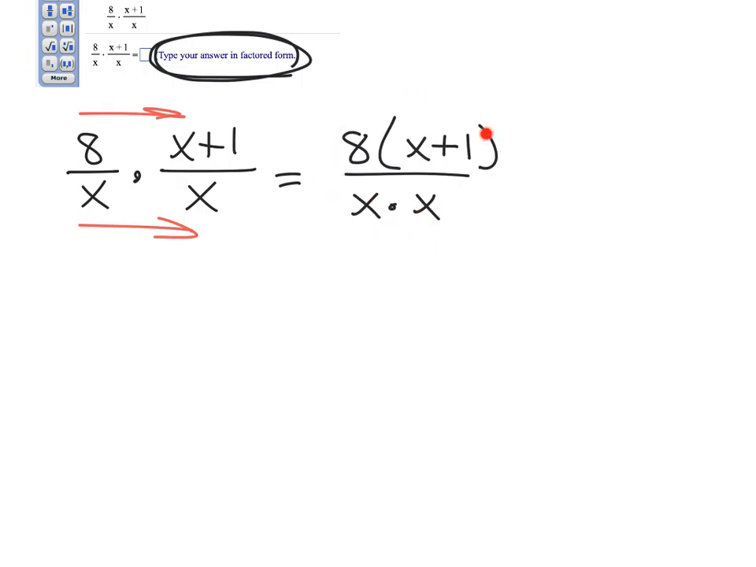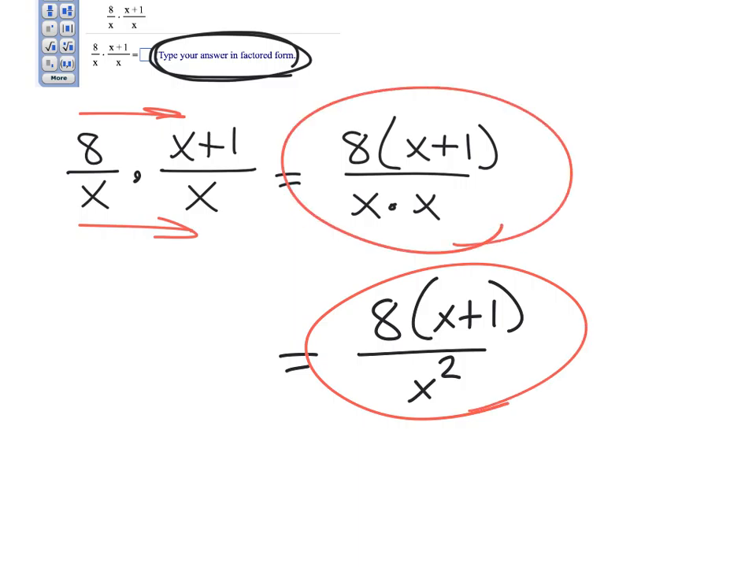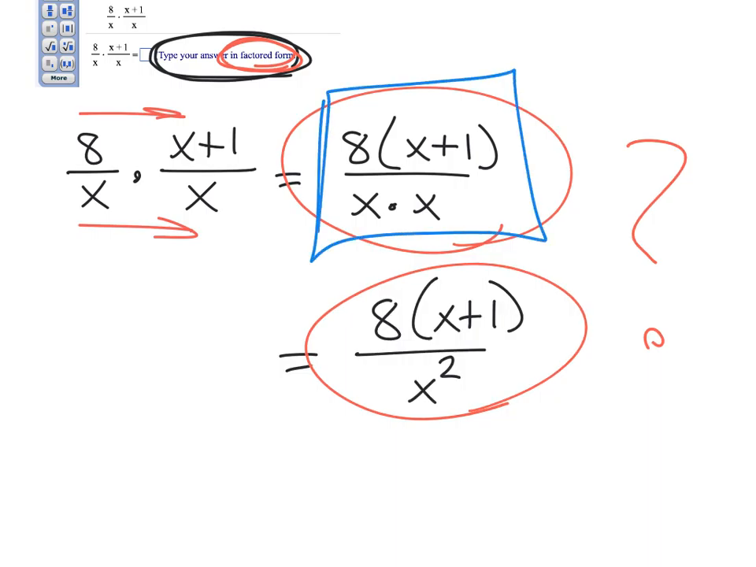Now, if they don't like this answer, MathLab might prefer the answer to be like this, x squared. I'm not entirely sure, to be honest, which one my MathLab wants, but they're both correct. And because the directions say leave in factored form, I'm inclined to think it's this one.